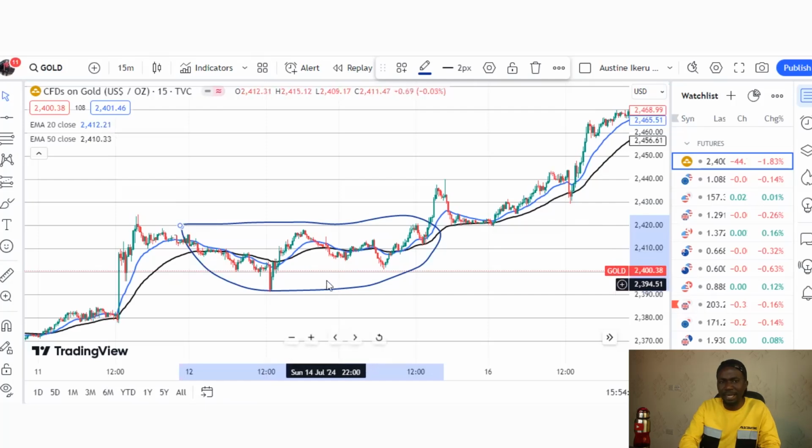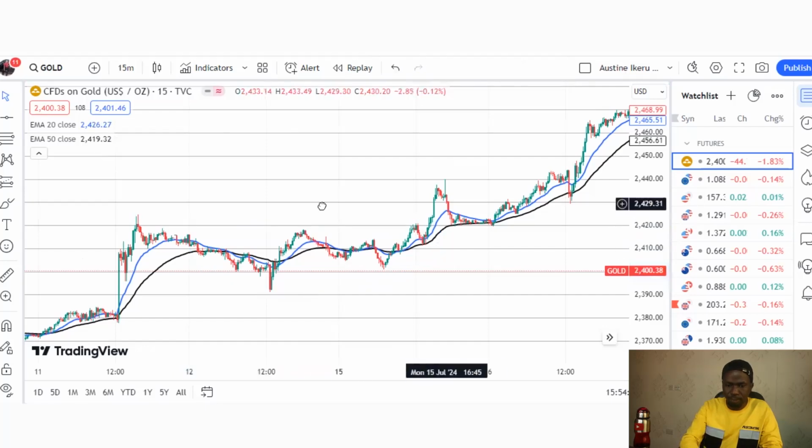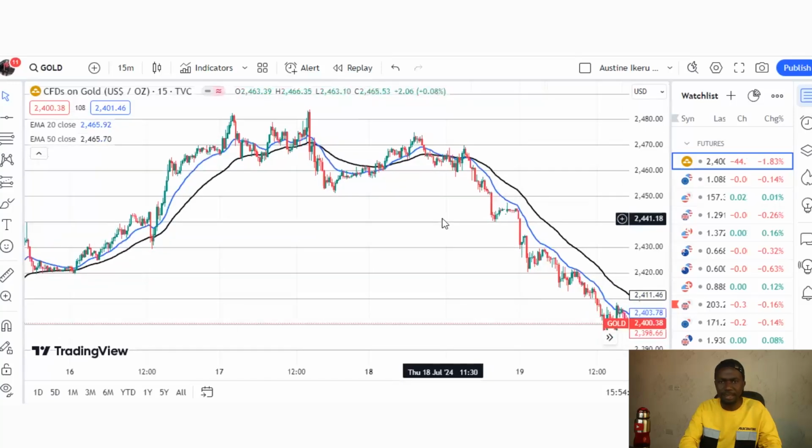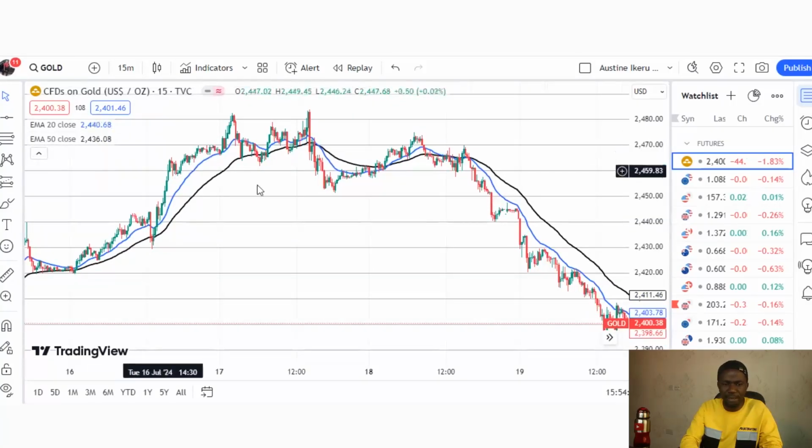So when the market is ranging, the moving average doesn't work well, because there will be so many whipsaws in a range. It only works extremely well when the market is either trending up or trending down. But we can still use different settings. If you don't want to use the 20 and the 50, you can still use the 5 and the 20.